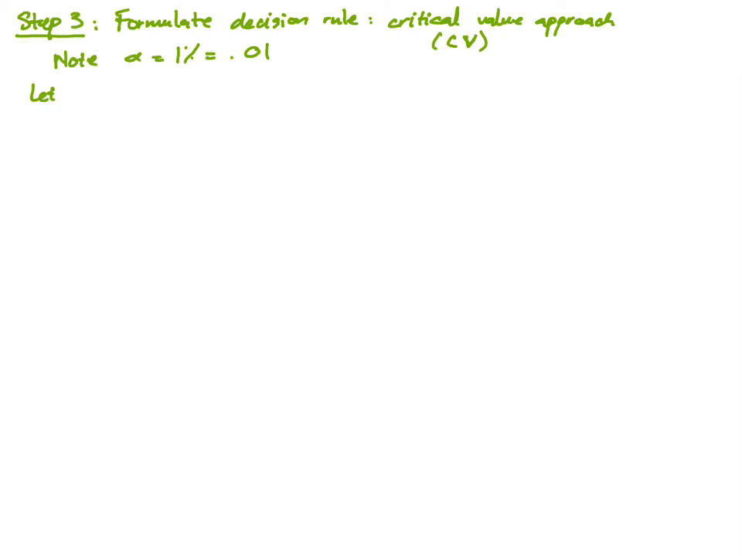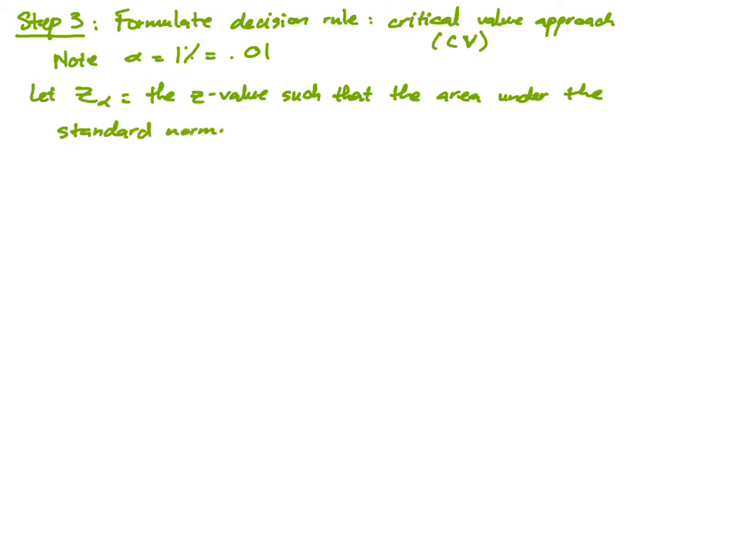Let me now define z sub alpha as the z value, or the z-score, such that the area under the standard normal curve to the right of it is alpha. In other words, if you draw the standard normal curve, and this is your z sub alpha, then the area to the right of it, the shaded area here, is equal to alpha.